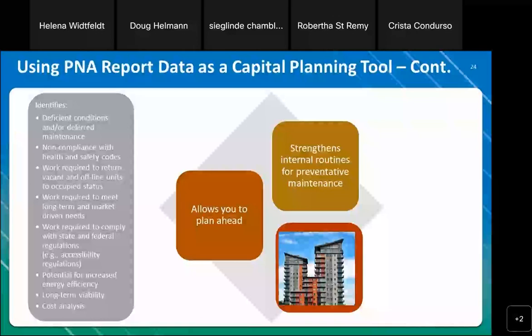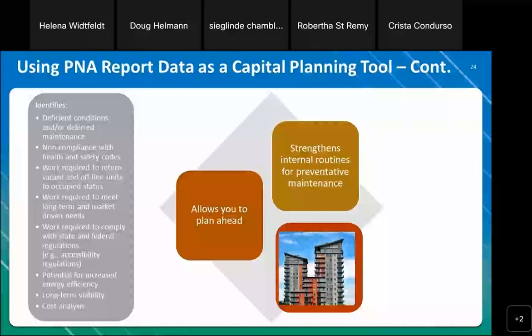Of course, you need to look and see what your state and federal regulations are as far as compliance for those work items. For example, elevator code, you don't have a choice. You have to take care of it, and that's by statute, by law. And other conditions are also identified where you have no choice, including health and safety.